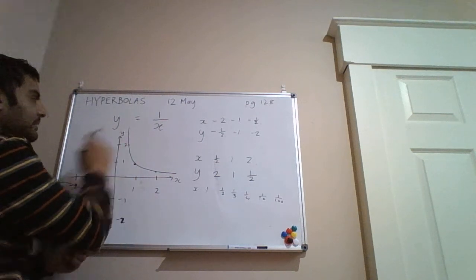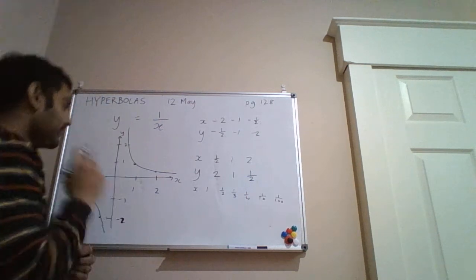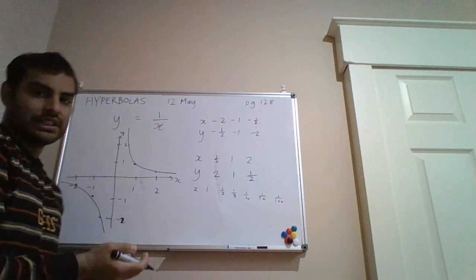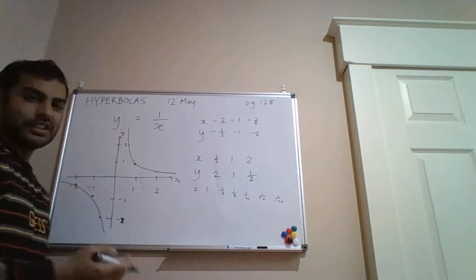So what is happening to y? Y is getting bigger and bigger. In fact, when x equals 0, y should be infinite in size. So that's undefined.